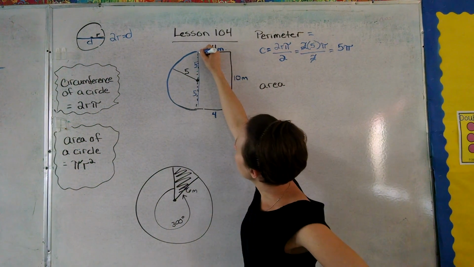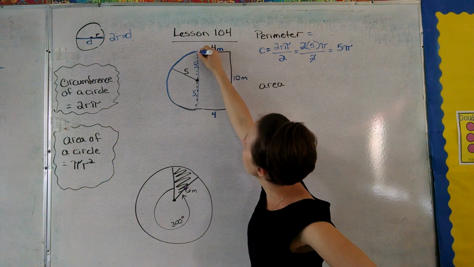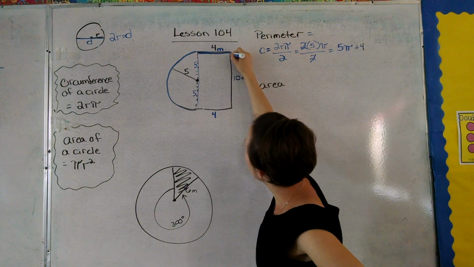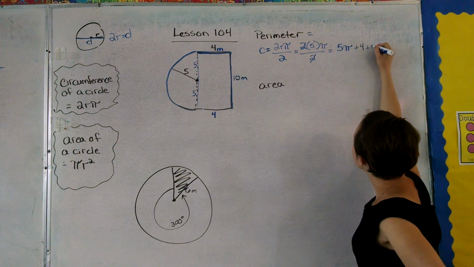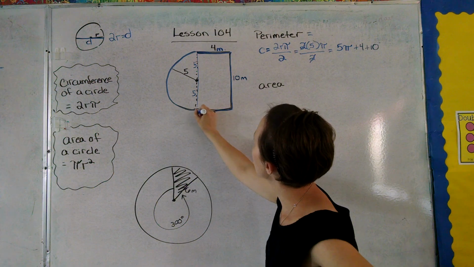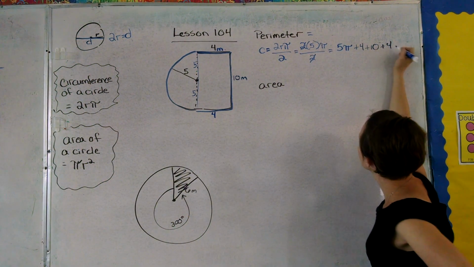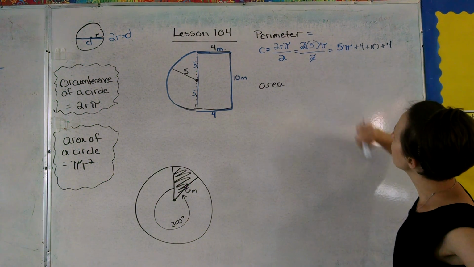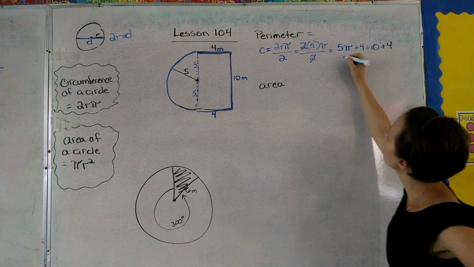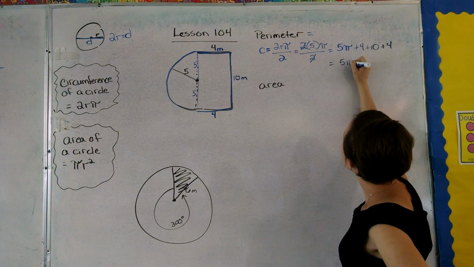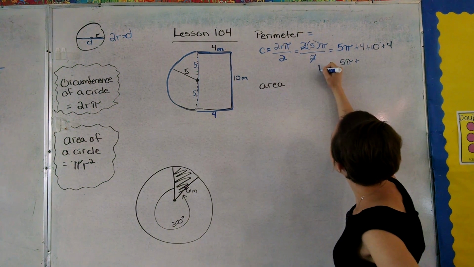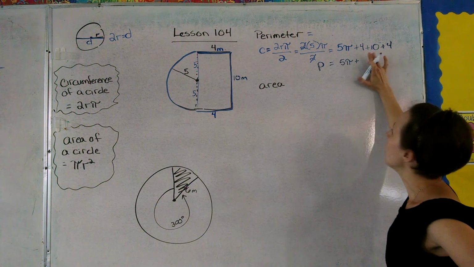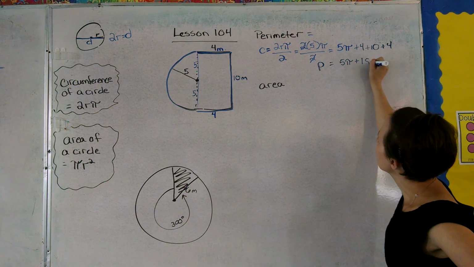Now I can add on my other circumference pieces, or I'm sorry, my other perimeter pieces. I have 4 meters here, plus 4. I have 10 meters here, plus 10. And I have another 4 meters there, and I'm back to the beginning. Well, I cannot combine my pi with my other numbers, but I can combine these terms. So this is my perimeter: 5 times pi plus 4 plus 10 plus 4. 4 plus 10 plus 4 is 18.